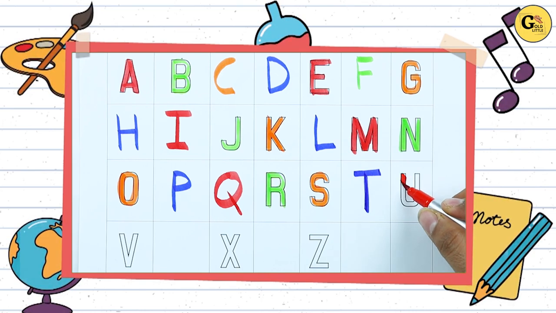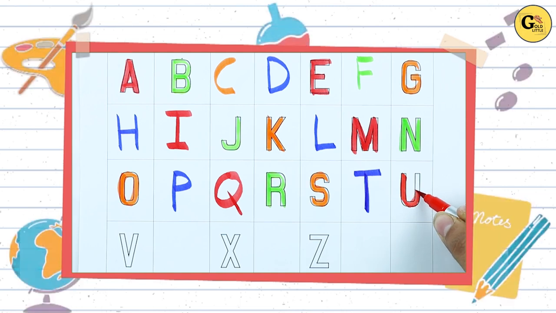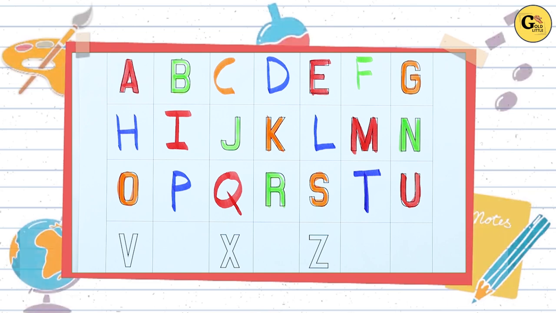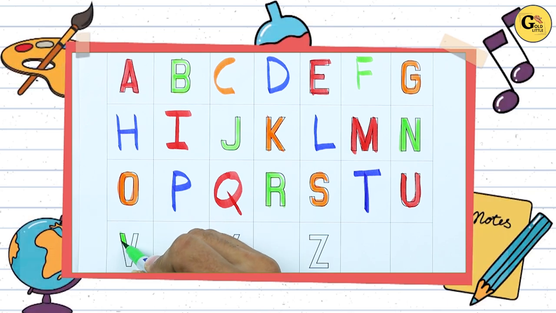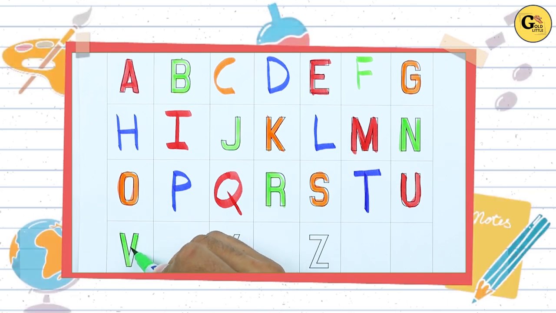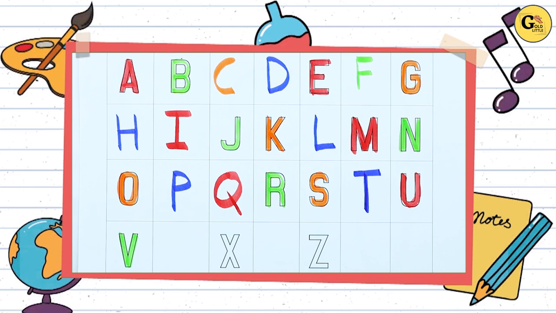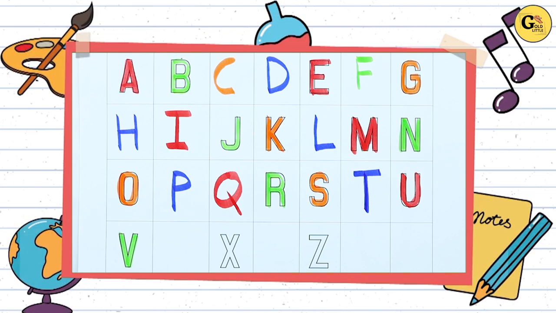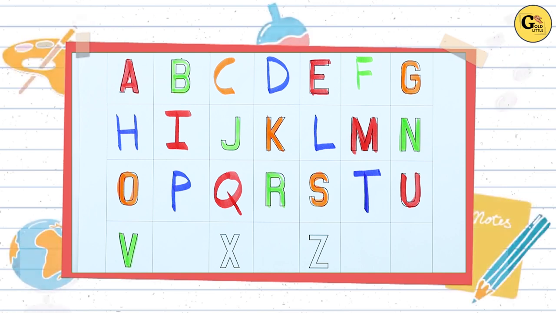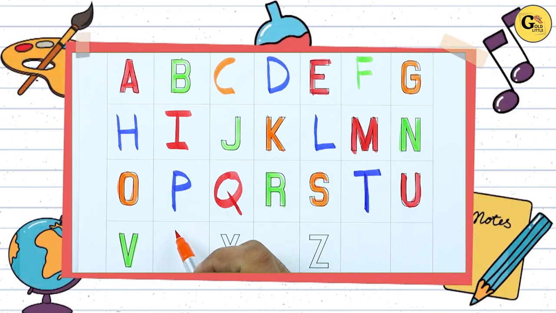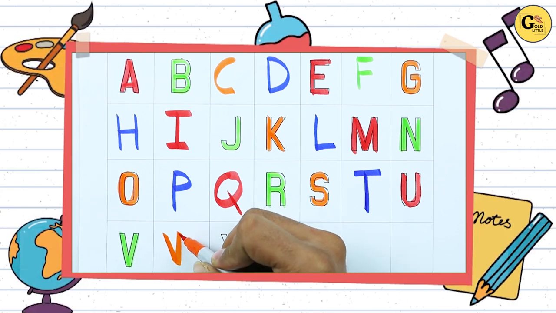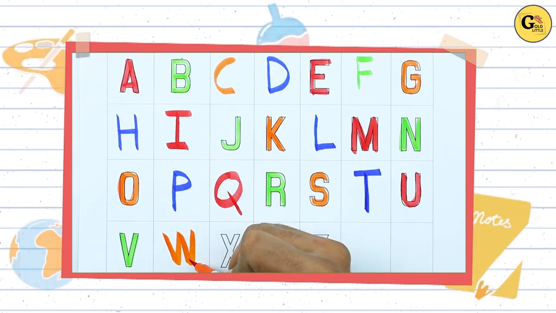What next? U. U for umbrella. What next? V. V for violin. What next? Tell me. Yes, right. It's W with orange color.